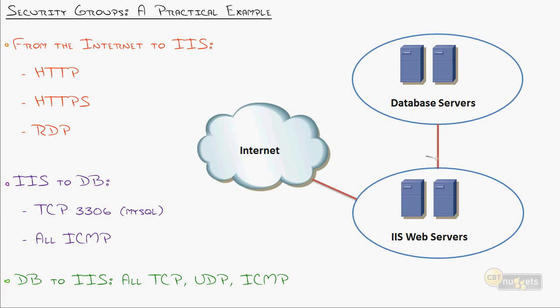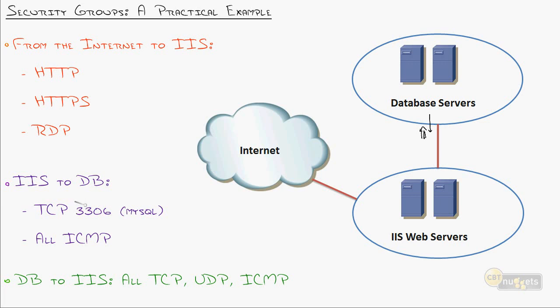Now, once you get here, from IIS to DB, remember, everything security group-wise is inbound filtering. So when I say from IIS to DB, don't be thinking outbound filtering. That's not what security groups do. That'll come later when we talk about VPC, Virtual Private Cloud. For now, we're mainly talking about inbound. So a better way to think about that is, the database server is only allowing inbound from the web servers: MySQL, that's TCP 3306, and then all ICMP.